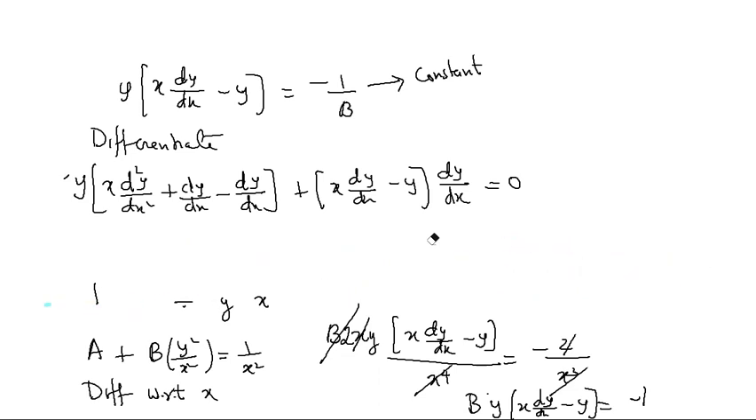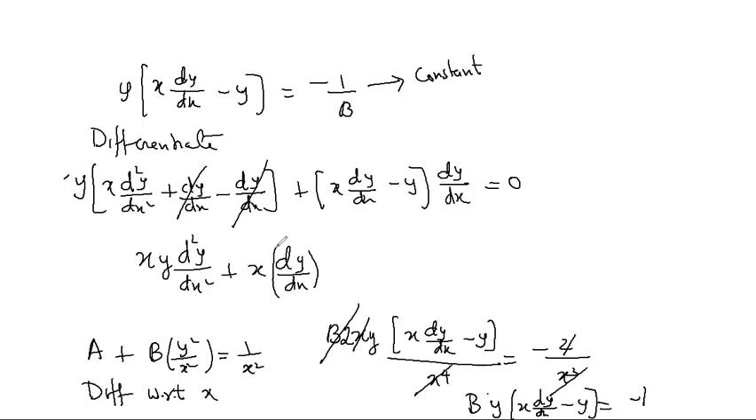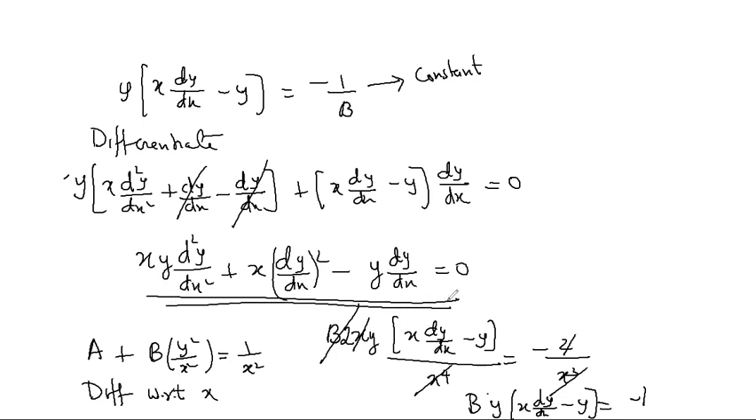So what happens in the next step? This dy by dx and this dy by dx will get cancelled. xy d2y by dx2 plus x dy by dx the whole square minus y dy by dx equal to 0 becomes my answer. Is it clear? Yes, sir. Have you written this or not written? Not written. Yes. Hello. Yeah.